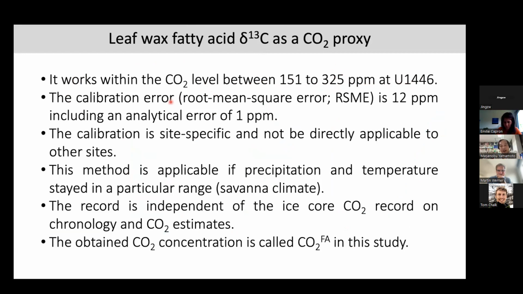The calibration error is 12 parts per million, and the calibration is site-specific and will not be directly applicable to other sites. So if we change the site, we have to make a new calibration. This method is applicable if precipitation and temperature stayed in a particular range. This is a limitation of our approach. The record is independent of the EPICA CO2 record in chronology and CO2 estimate. The obtained CO2 concentration is called CO2 FA in this study.